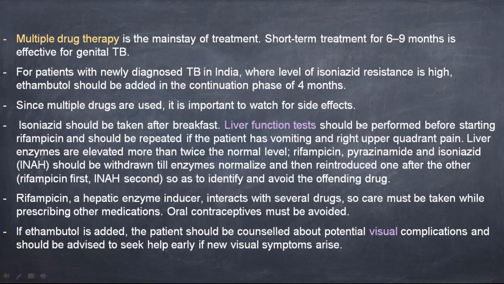So how do you treat? Multiple drug therapy is the mainstay of the treatment. Short-term treatment of 6 to 9 months is effective for genital tuberculosis. In India, where the level of isoniazid resistance is high, we have added ethambutol for the continuation phase for 4 months. Isoniazid should be taken before breakfast, and a liver function test has to be done before starting rifampicin. If the liver enzymes are elevated more than normal, you have to stop it.